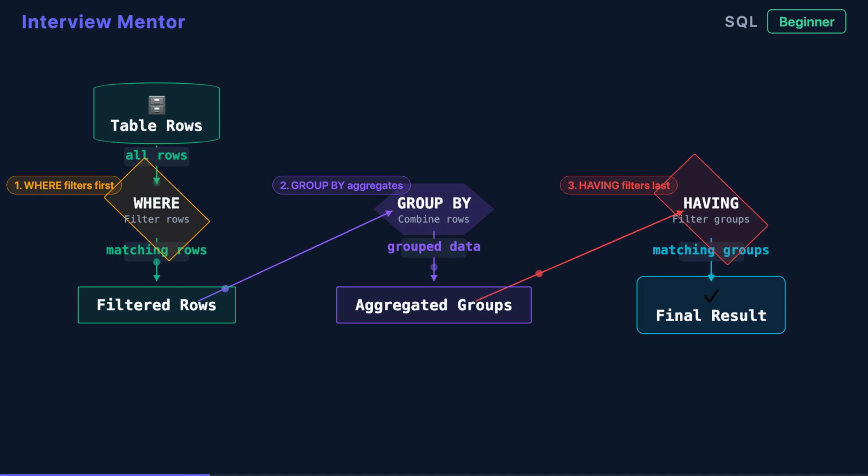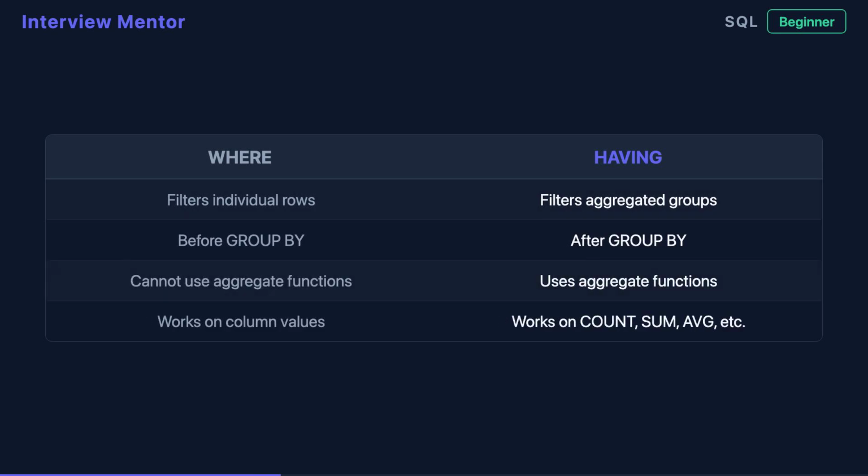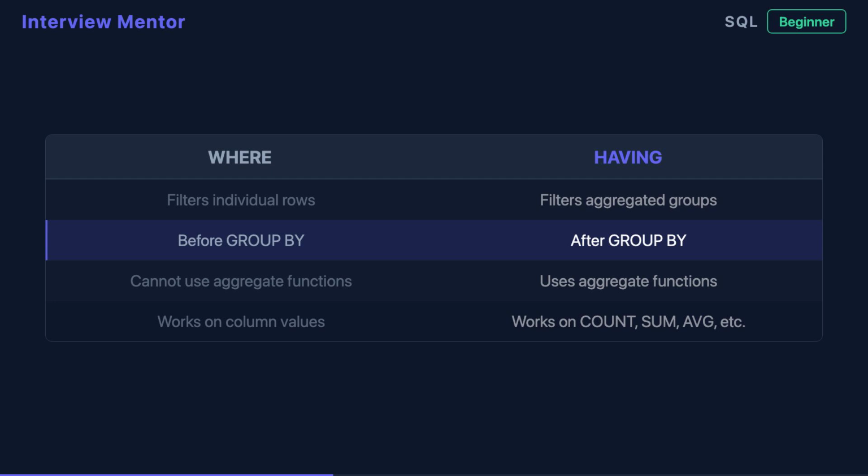This execution order matters. WHERE comes first. Then GROUP BY combines rows. Then HAVING filters those groups. Here's the rule. WHERE cannot use aggregate functions like COUNT, SUM, AVG, MAX, or MIN. It only sees individual row values.